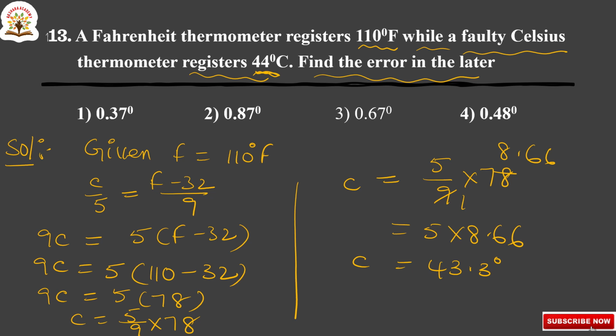So error is equal to 44 minus 43.3. So it gives 0.666. So approximately we are writing 0.67 degrees. So the error in the latter is equal to 0.67 degrees. So the third option is correct. Okay. Next we will go to the next question.